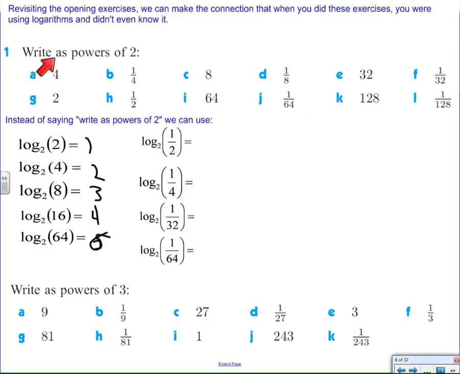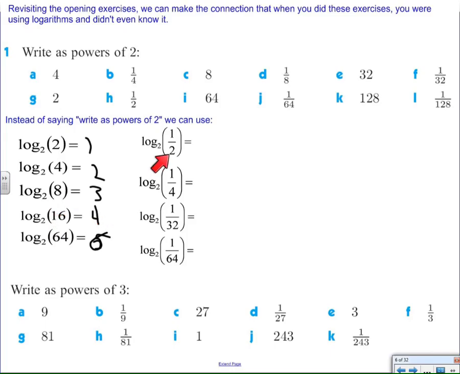So instead of asking for powers of 2, we're going to ask directly for the exponent that produces a number. The exponent on 2 that gives me 2 is 1. So the log base 2 of 4 is 2 because 2 squared is 4. The log base 2 of 8 is 3 because 2 cubed is 8. The log base 2 of 16 is 4 because 2 to the 4th power is 16.